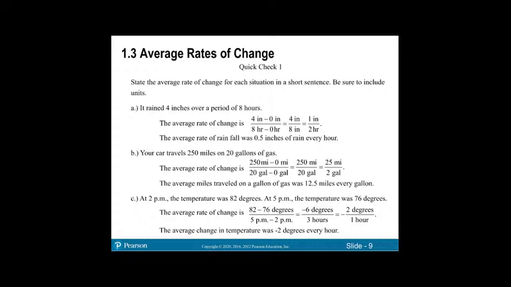Okay. At 2 p.m., the temperature was 82 degrees. At 5, it was 76. So you had the degrees per hour, right? So 82 minus 76 over 5 minus 2. So then the temperature dropped by 2 degrees every hour. Average change in temperature was 2 degrees every hour. Okay. Not too terribly bad.